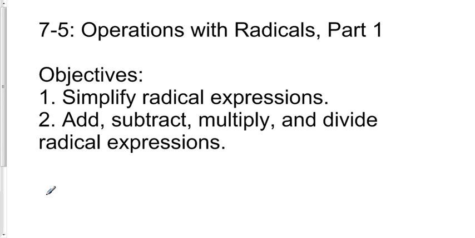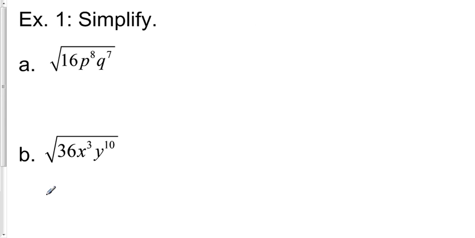7-5, operations with radicals. We're going to split this lesson into two parts. So today we're going to mostly focus on objective number 1. So we want to simplify these square roots. These look pretty familiar to us. However, they're not always perfect squares, which is the difference in this section.